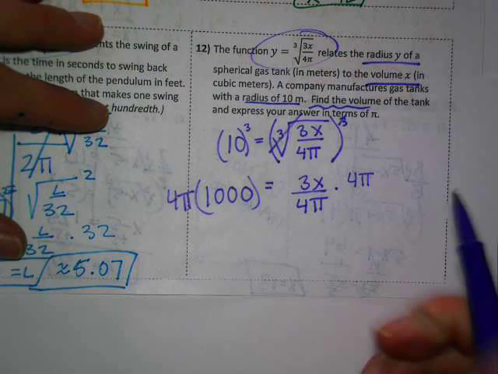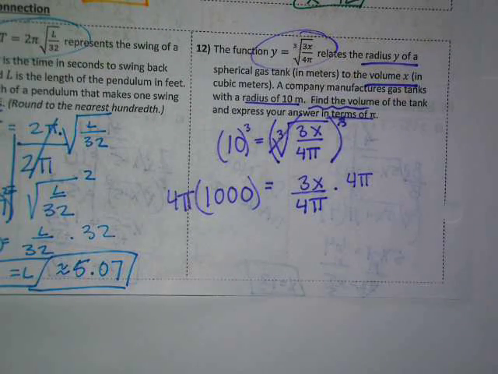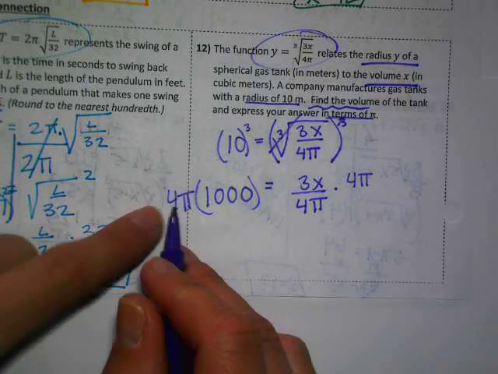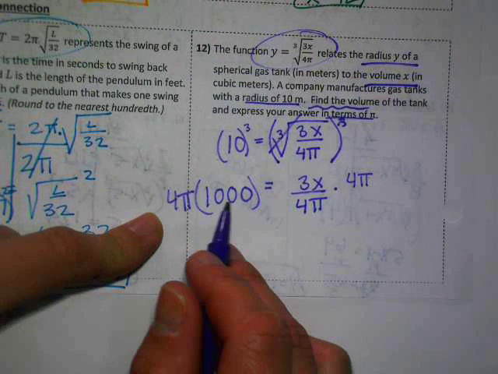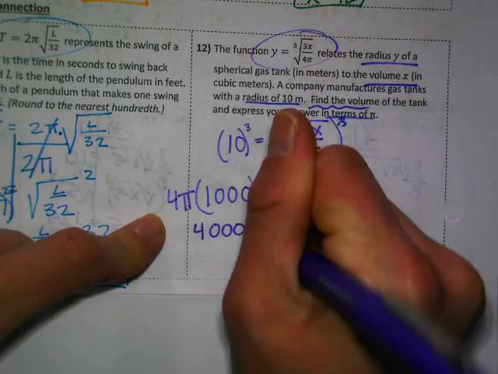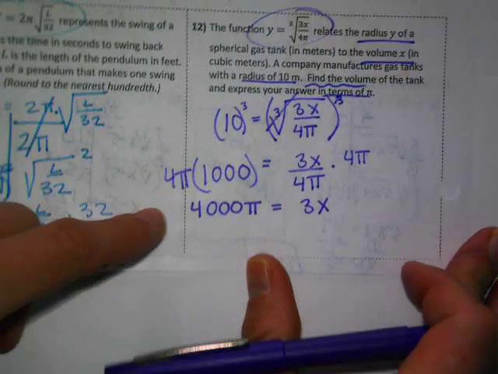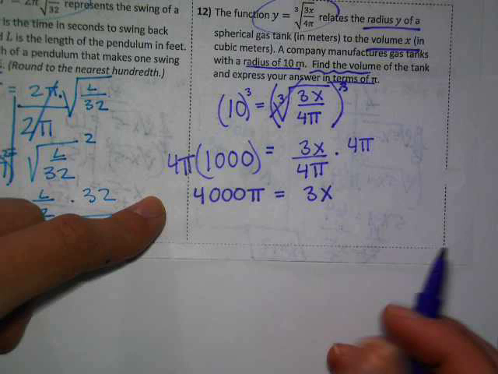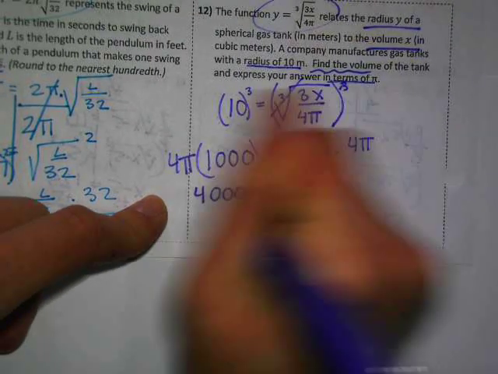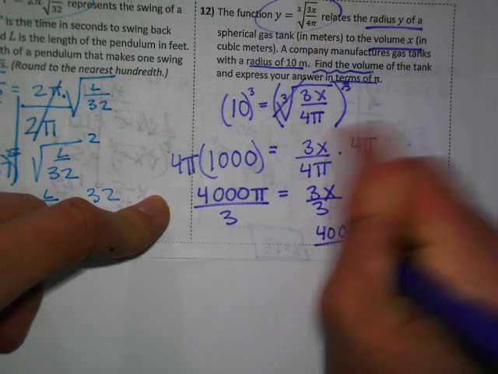On this one, it says express your answers in terms of pi. So all that means is don't plug in the pi. You just leave it in pi. 4,000 pi. And then what do you do? Then you divide by 3. And so your answer is 4,000 pi over 3.